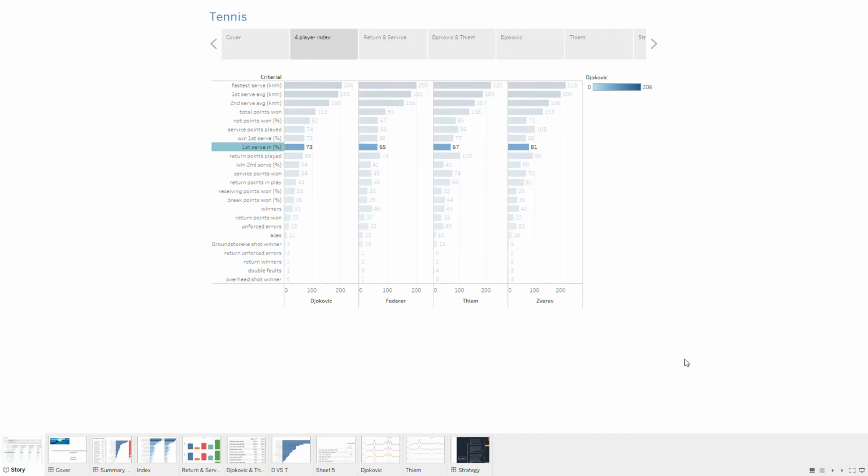For the first service in percentage, we found that Zverev achieved the highest score, 81%. Djokovic had 73%, and then Singh got 67%. The last one is Federer, who achieved 65%.